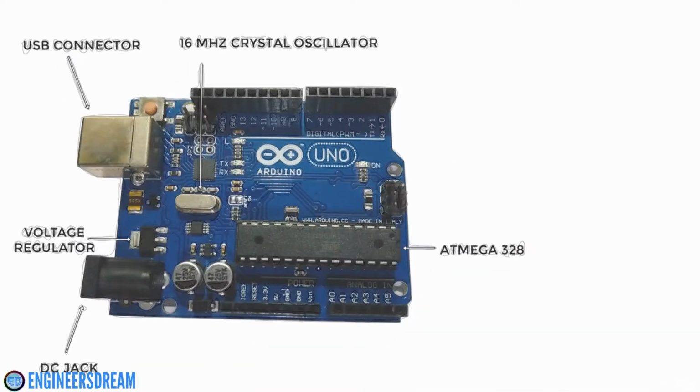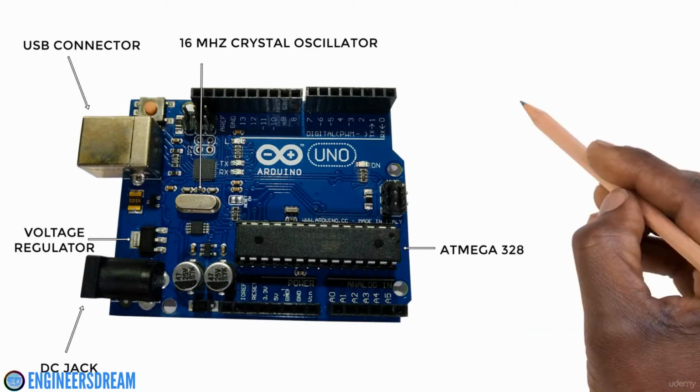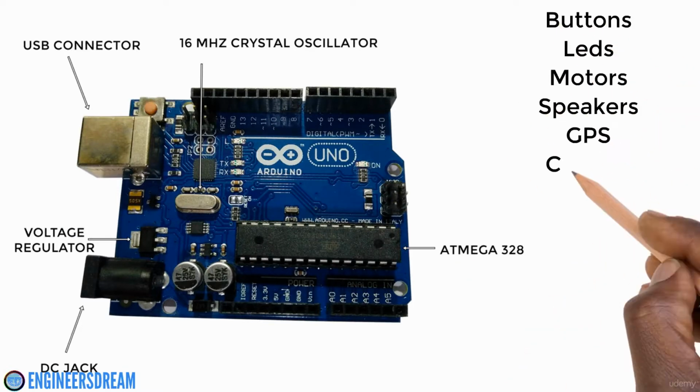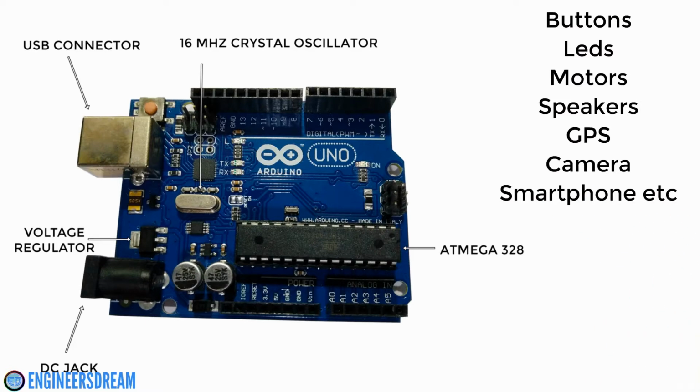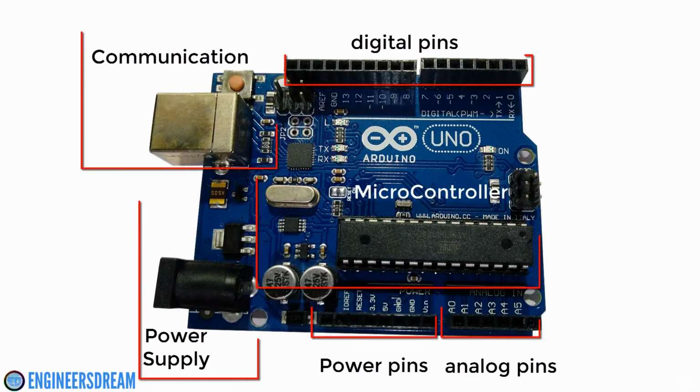thus making it easier to learn programming. The Arduino board generally consists of a USB connector, a DC jack, Atmega microcontroller, crystal oscillator, voltage regulators, reset switch, etc. And it can interact with components like buttons, LEDs, speakers, GPS units, cameras, internet, and even your smartphones. The Arduino board that you're seeing right now is the Arduino Uno, and it is one of the easiest Arduinos to get started with.